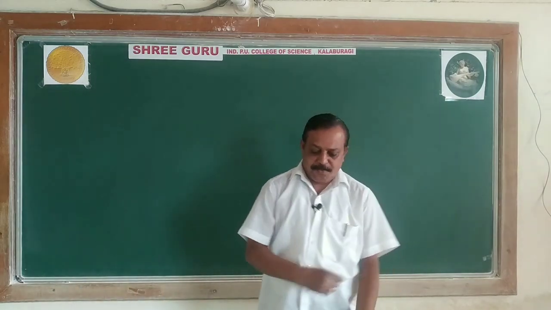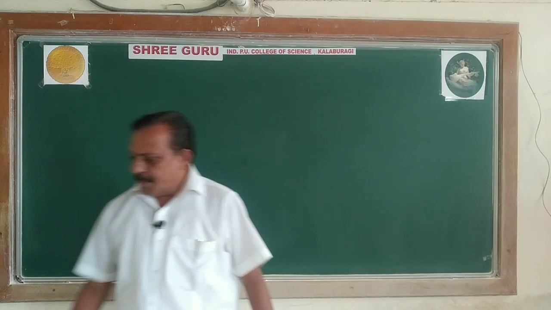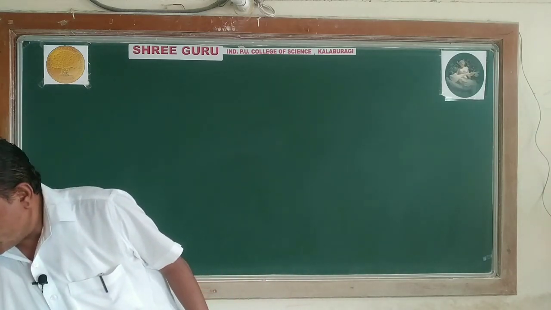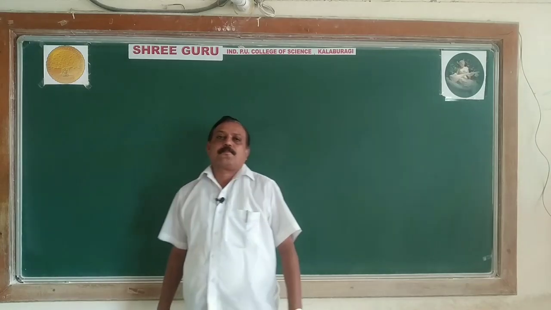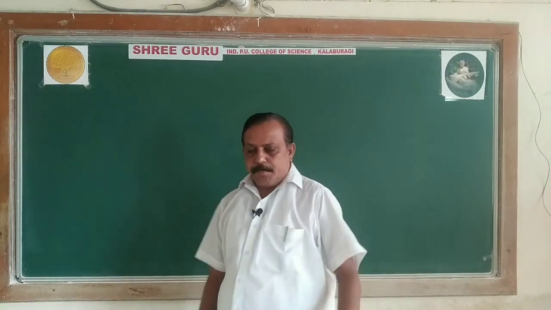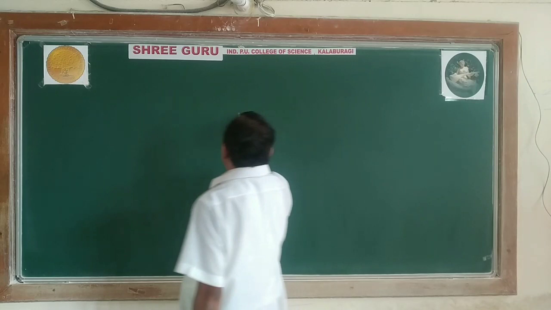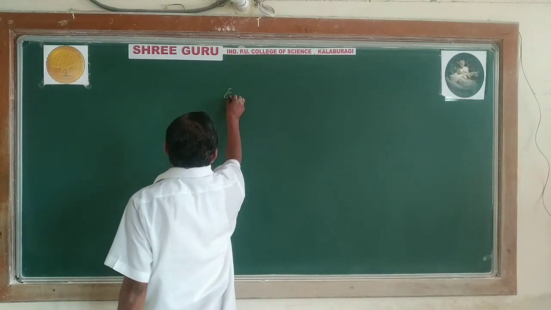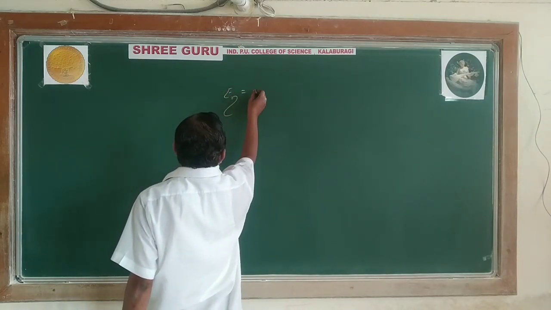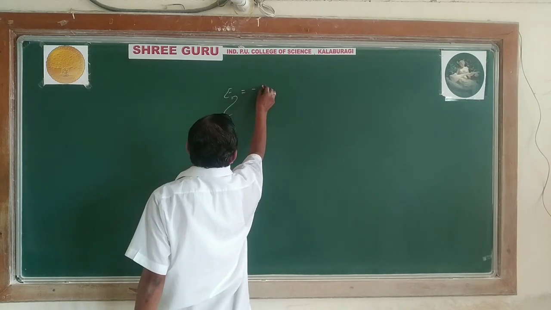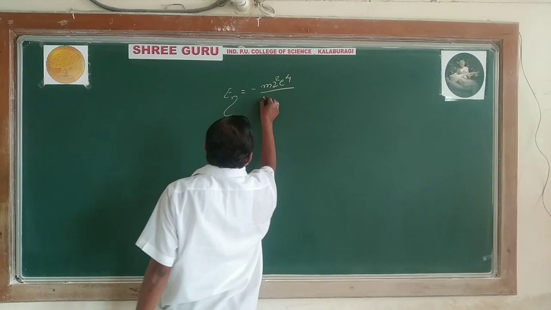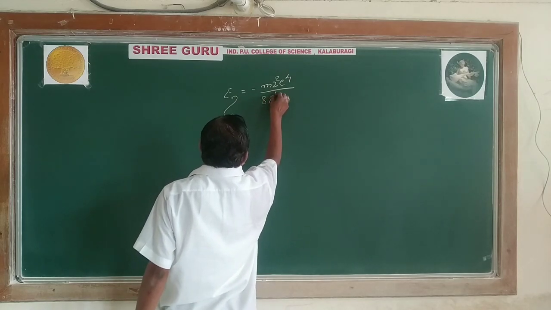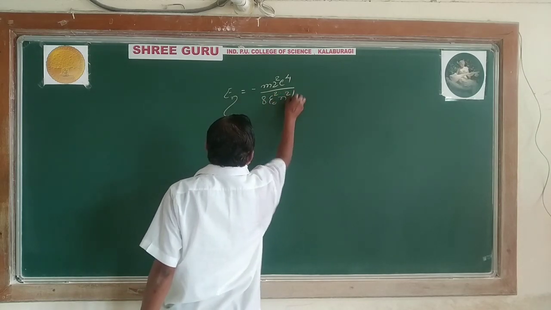Good morning, students. Yesterday we completed the total energy of the electron in the orbit. After deriving the expression, the nth orbital energy of the electron is E_n = minus m Z square e fourth divided by 8 epsilon square n square h square.